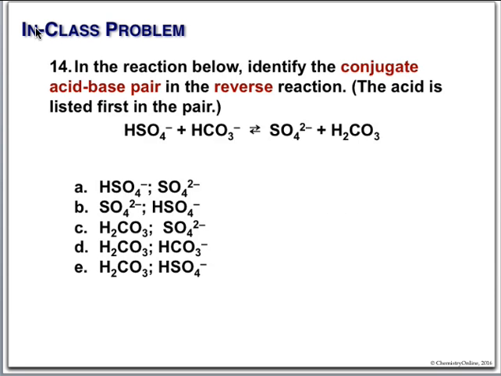Conjugate acid-base pairs. Now this is an equilibrium. Remember, that means the reaction goes both directions, right? Here, this question specifically talks about the reverse reaction. So we're going from these guys back to here. So what we're looking for here is the acid component on this side of the equation.